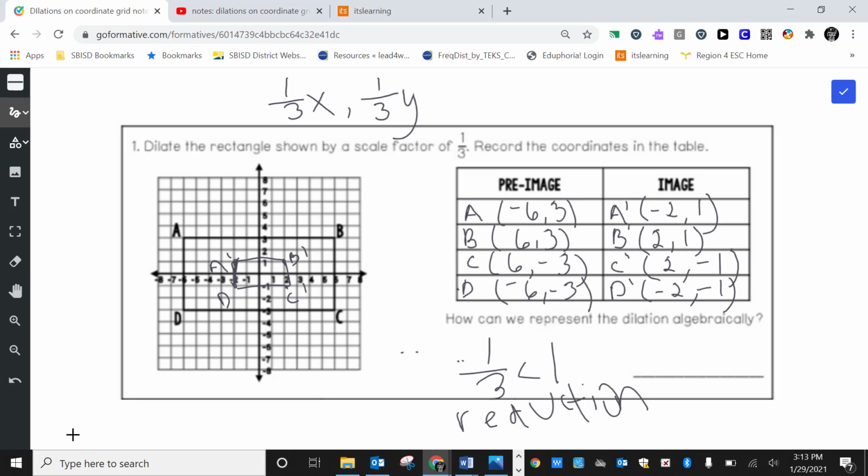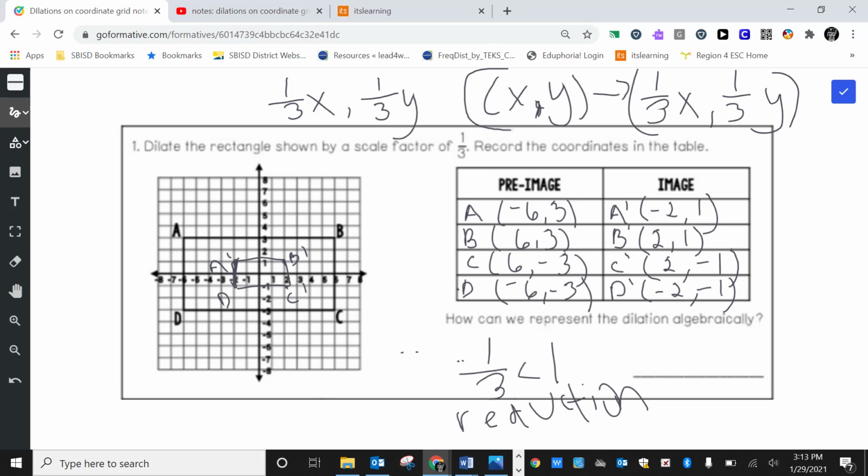I'm going to do it up here because I don't have any room. We start with our original x and y, and then we take our x and multiply it by our scale factor, and then we take our y and we multiply it by the scale factor. So this right here is how you would represent this dilation algebraically.